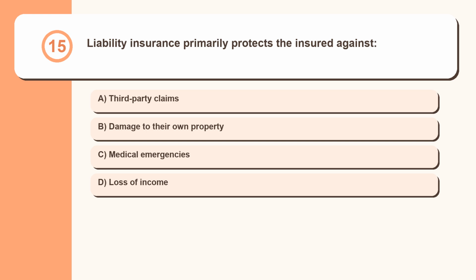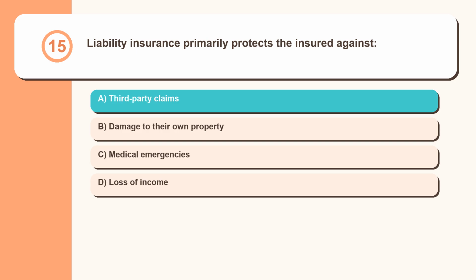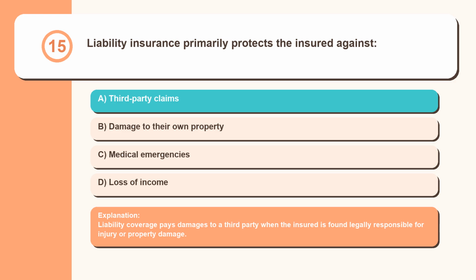Question 15. Liability insurance primarily protects the insured against third-party claims, damage to their own property, medical emergencies, loss of income. Liability coverage pays damages to a third party when the insured is found legally responsible for injury or property damage.